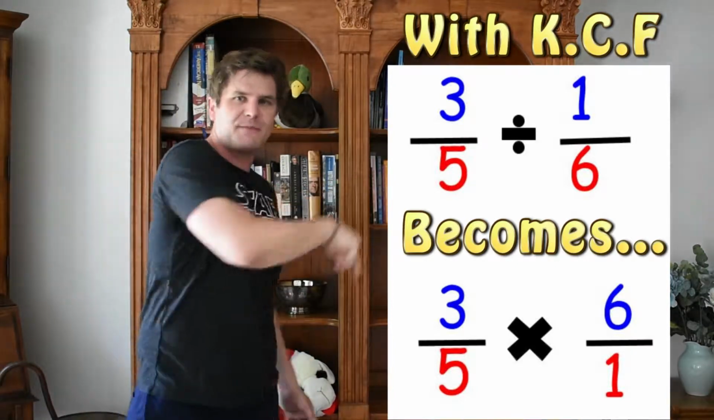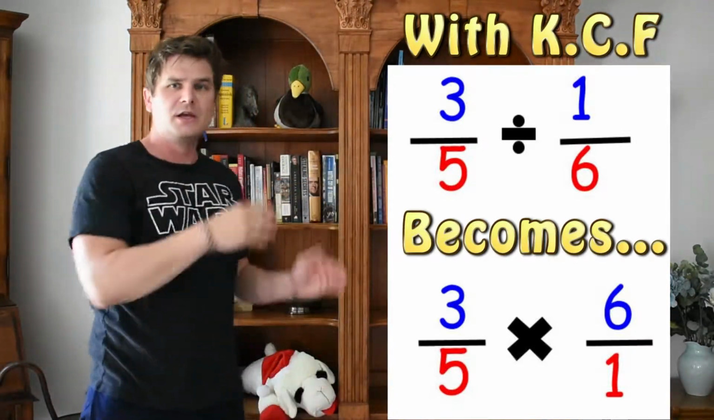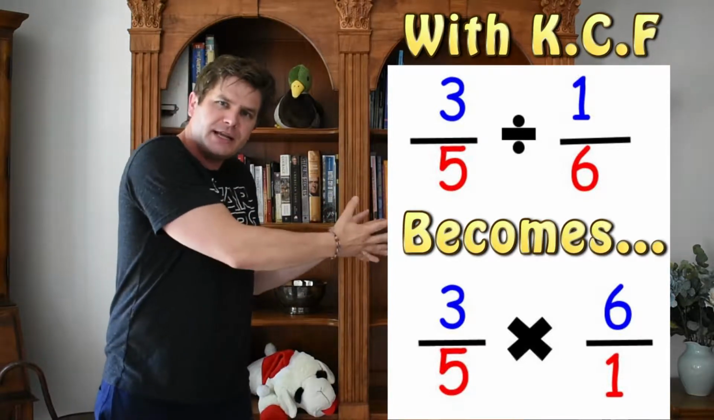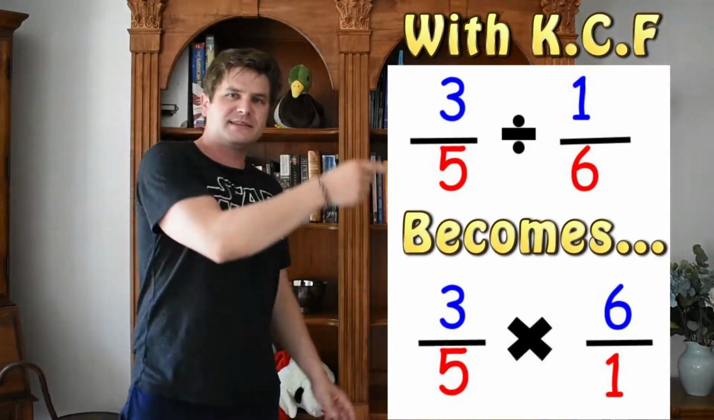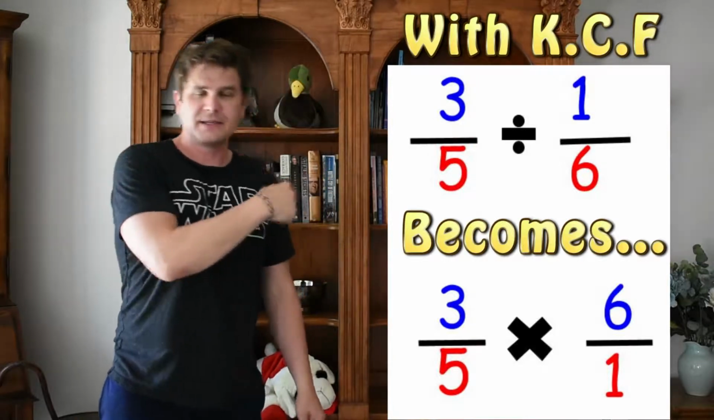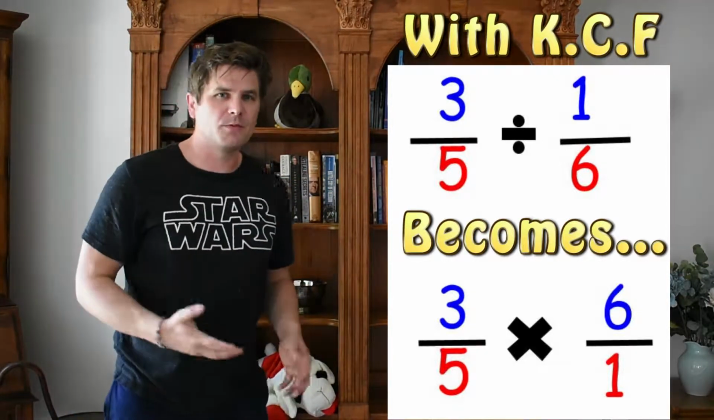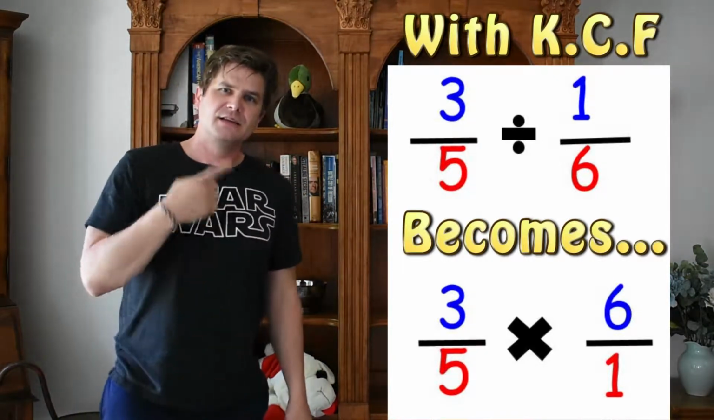Now we take our division symbol, we cross that out, and we change it to a multiplication symbol. We've changed it: keep, change. Now we've got to flip. So we take 1/6 and flip it to its reciprocal, 6/1. So now we have our new problem, which is 3/5 times 6/1.